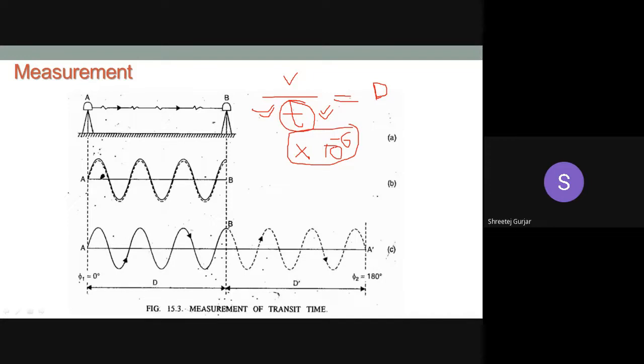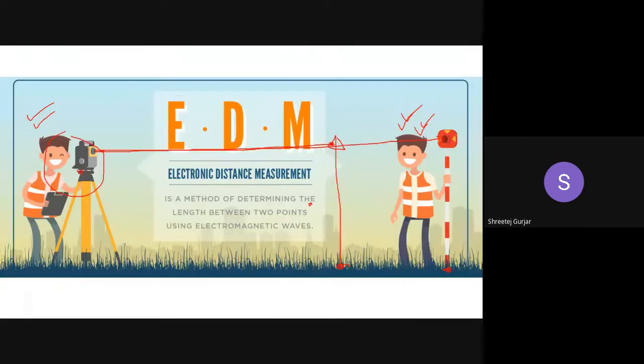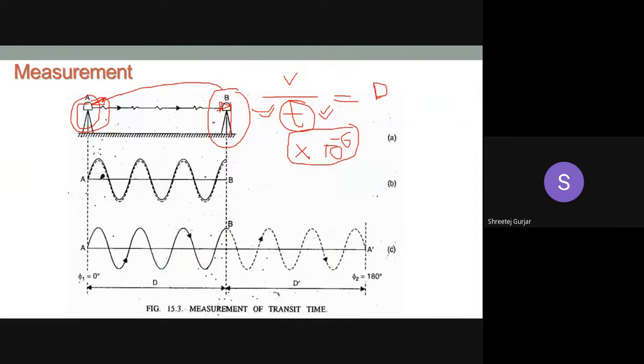what we do is, instead of this receiver, we transfer the receiver into the transmitter itself, right? So the transmitter and the receiver are a single instrument, and at the other end we place a reflector like this. So the wave will get propagated, it will get reflected back, and it will be received, right?